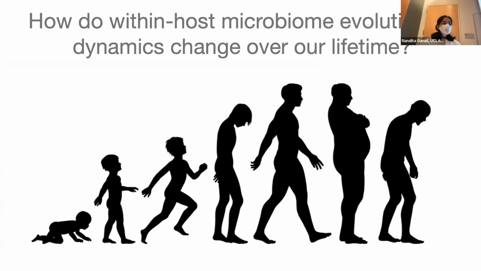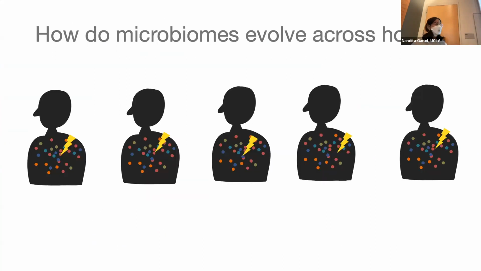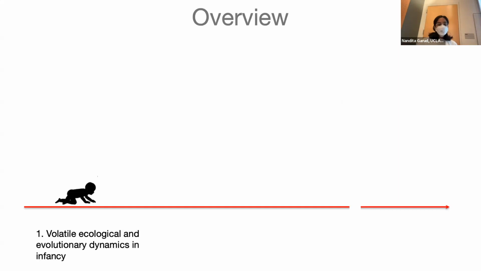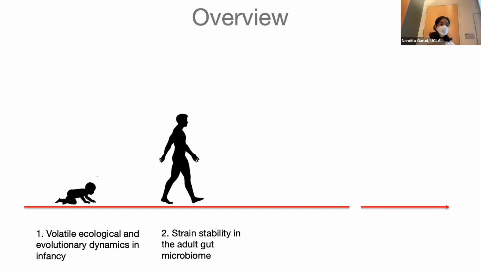And so my group has been looking at questions like, how do within host microbiome evolutionary dynamics change over our lifetime? And how do microbes evolve across hosts? We can think about what's going on inside of us and in this whole community of us. So that brings me to my overview, which is as follows. First, I'm going to be talking about the volatile ecological and evolutionary dynamics in infancy and how that gives way to strain stability in the adult gut microbiome.